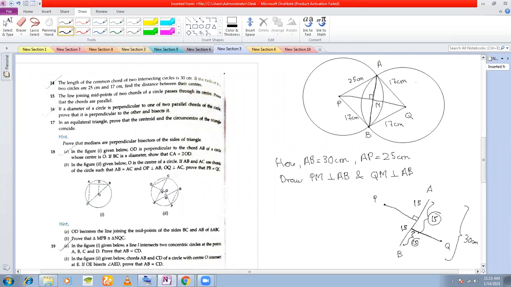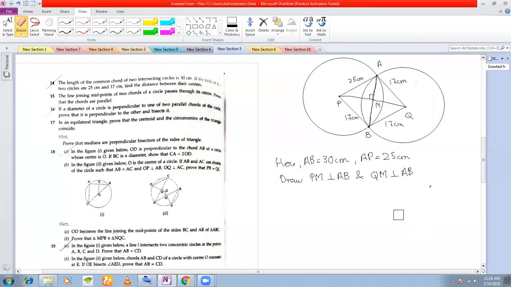Is it possible that I can have 15 length as this and 15 length as this, and I can have 15 length at this at the same time? You cannot have, right? So therefore PQ has to be on the same straight line. Understood? Yes, sir. Thank you. So this is what is meant by this problem.